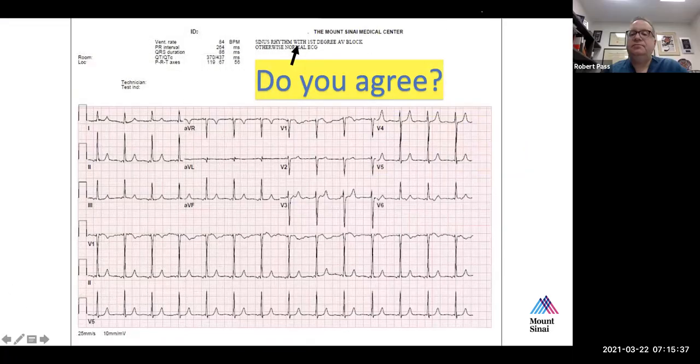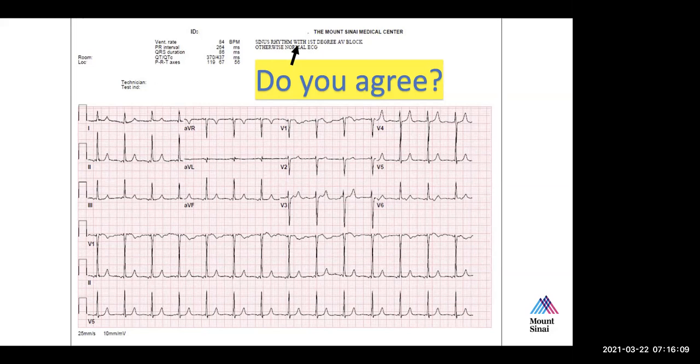Okay. Let me see here. We have, I guess, Dr. Barris is away today. So let me ask Dr. Kung. This is an ECG that was obtained on a pre-cath patient, and the computer says that the patient is in sinus rhythm with first-degree heart block. Do you agree with this assessment?